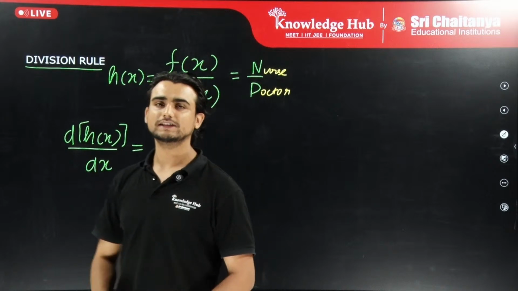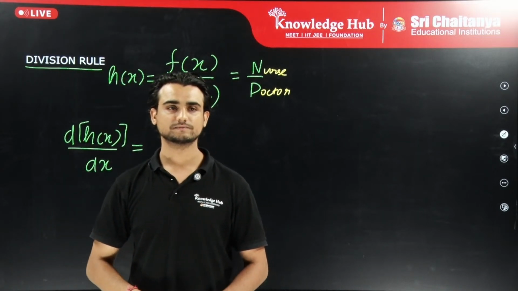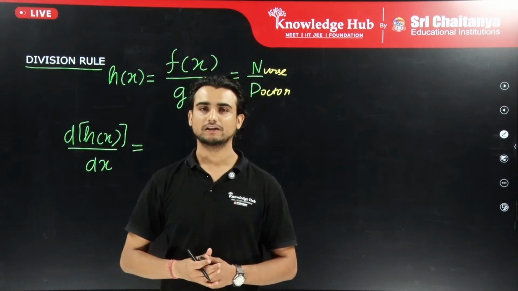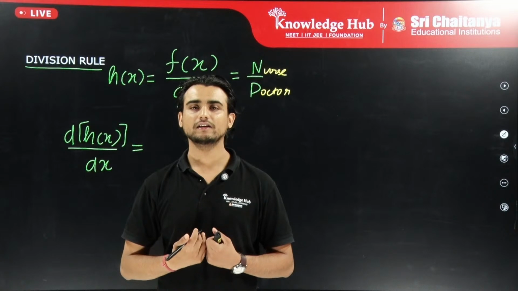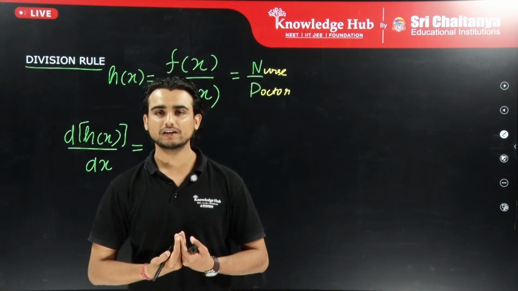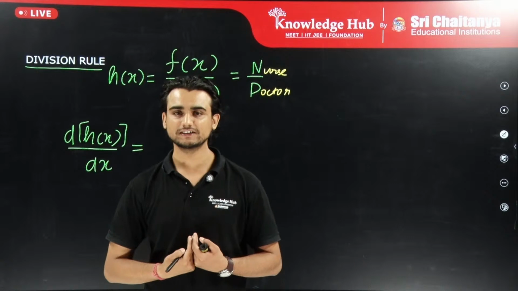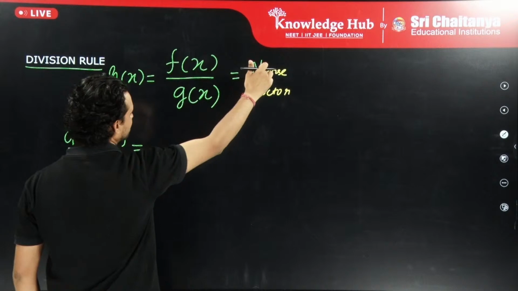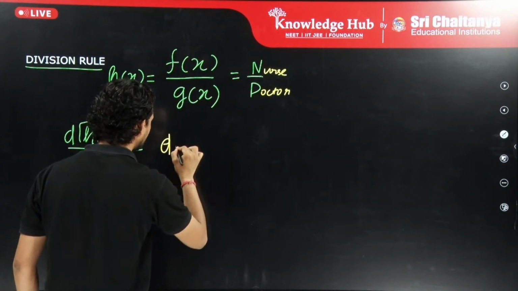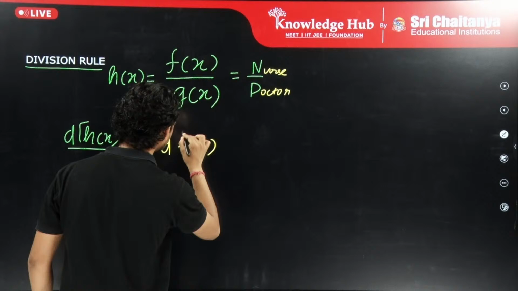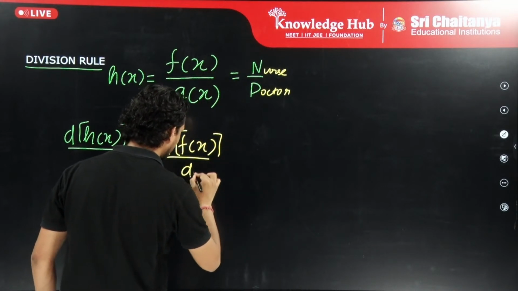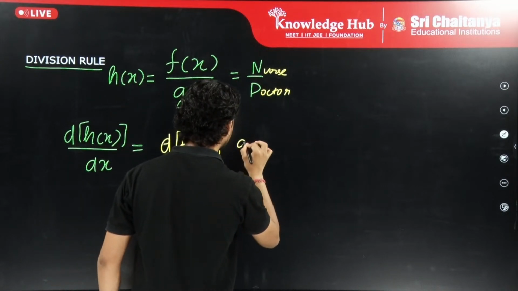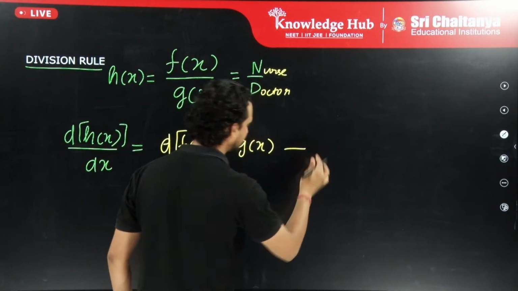So I know it as the nurse-doctor formula. Let's take a situation here. Suppose I am ill and I go to a clinic. If I enter a clinic, who do I see first? I see a nurse first. So first I'll differentiate the nurse, that is the numerator, and I'll keep the doctor as it is, minus.